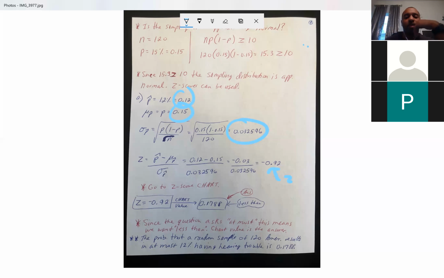All right. Because once you get here, it's not about calculation anymore. You've got to go to that z-score chart once you get your z. Yeah, that chart. So once you go to the chart, you will get 0.1788.